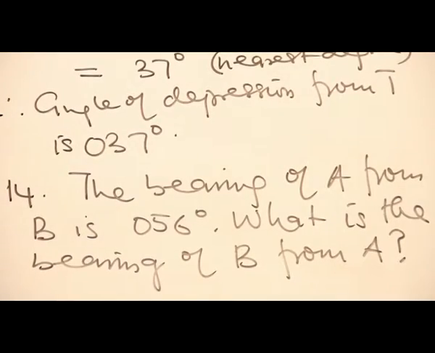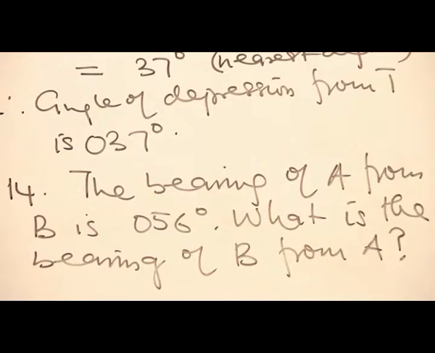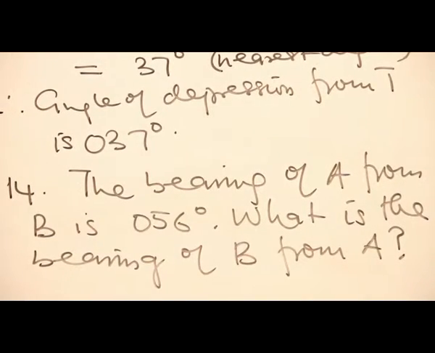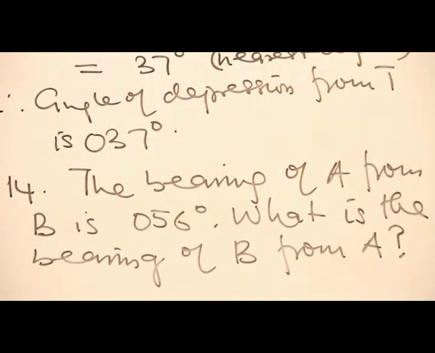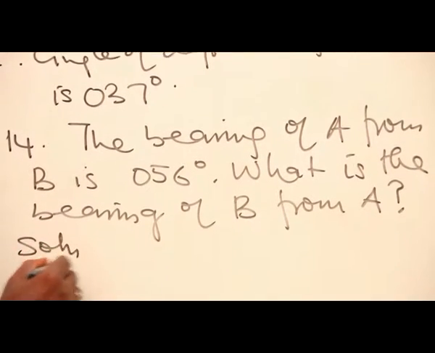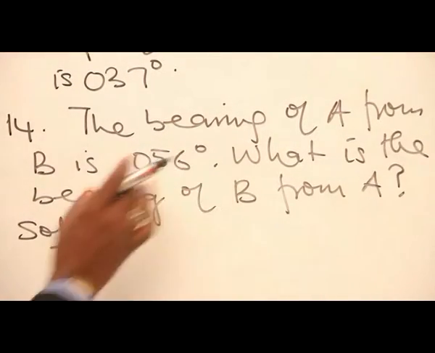Example 14. The bearing of A from B is 056 degrees, that is 56 degrees. What is the bearing of B from A? Solution. By now, very many of us, assuming, will understand what we mean by bearing.